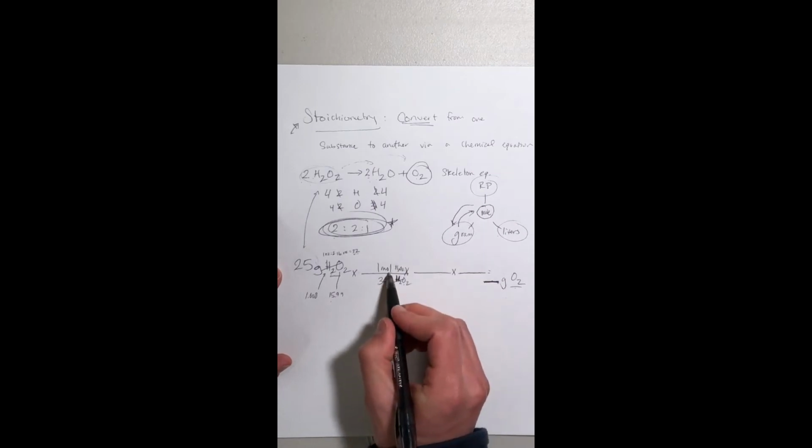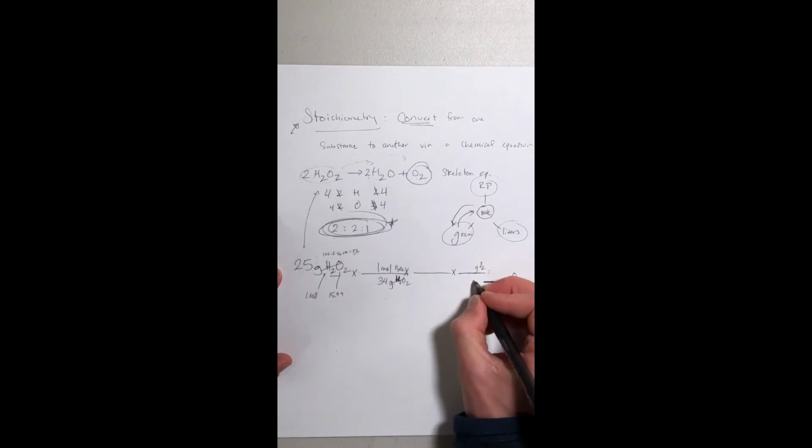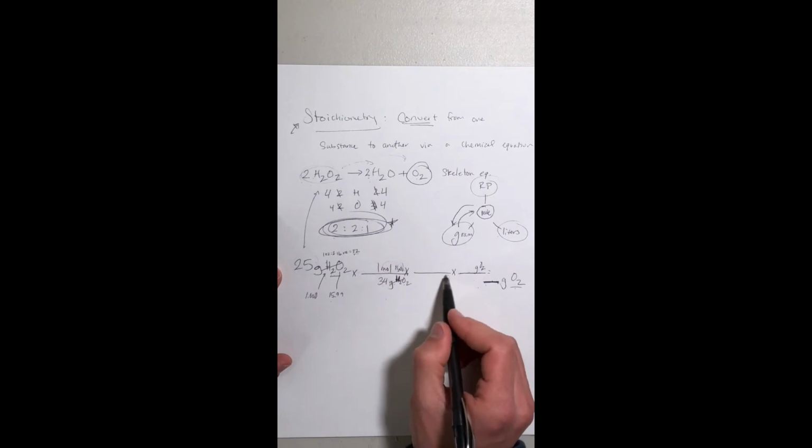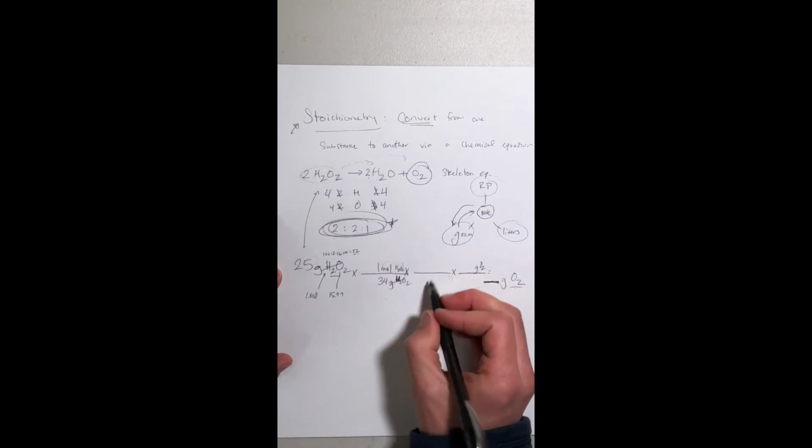Now, what's the conversion? I'm trying to get to grams of oxygen. So I want to end up with grams of oxygen up here at the top, grams of O2. That's going to take me out of moles of O2, right? So I need to get from moles of O2 to grams of O2. It means I need to get from moles of hydrogen peroxide to moles of oxygen. So what's the conversion going to be for that?